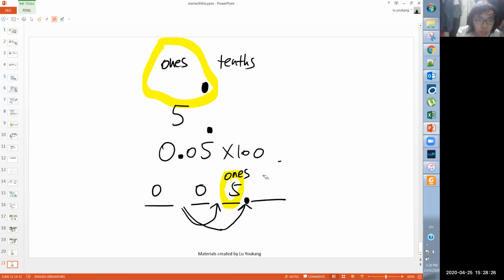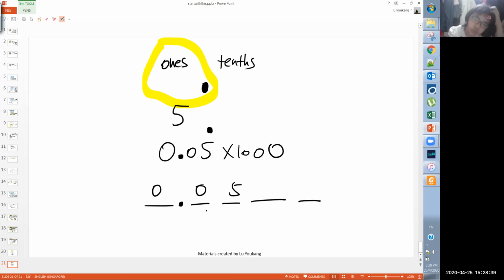Instead of times 100, times 1000. So that means you're supposed to move to the right by how many places? 1, 2... 1000 means 3 places, right?